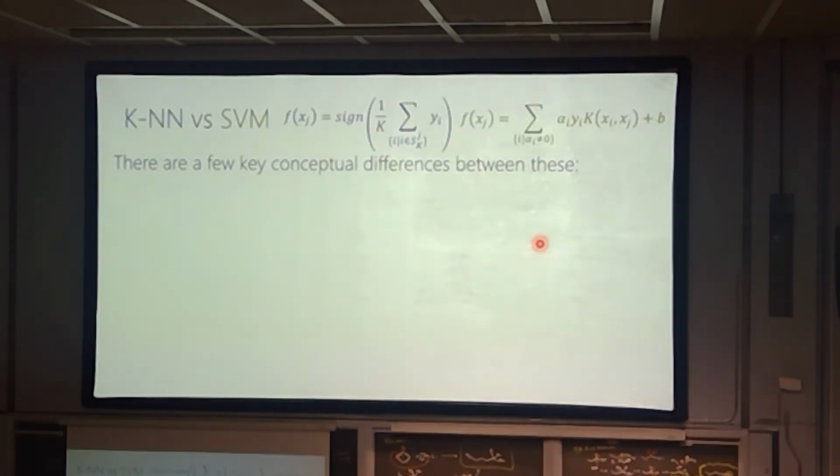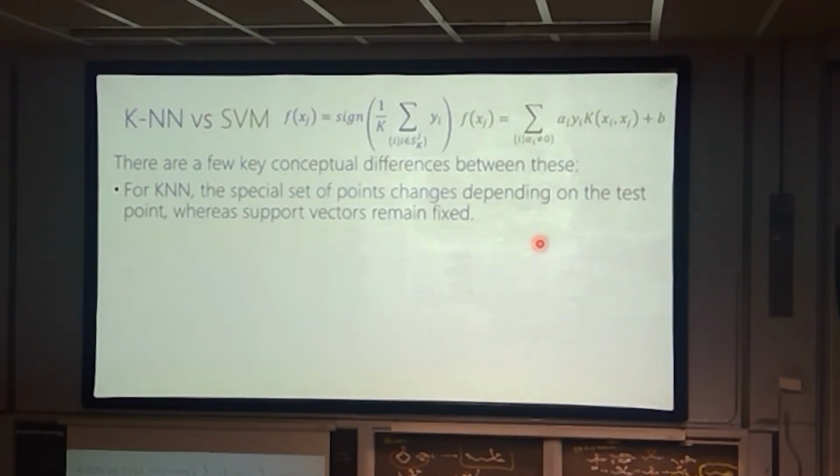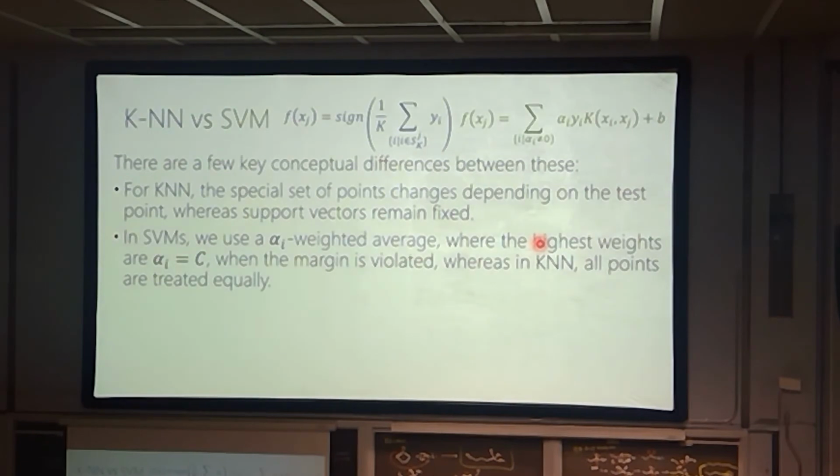Choose which points are important. For SVMs, it's the support vectors. You're exactly right. The support vectors are always the special set of points, no matter what your test point is. Once you train the SVM, the special set is fixed at test time. But with KNN, each test point has its own special set that you have to go find.